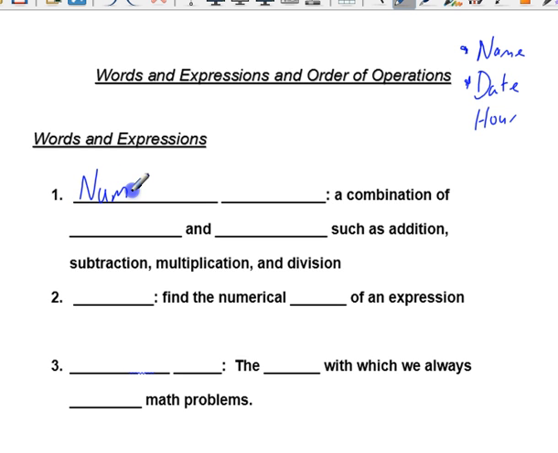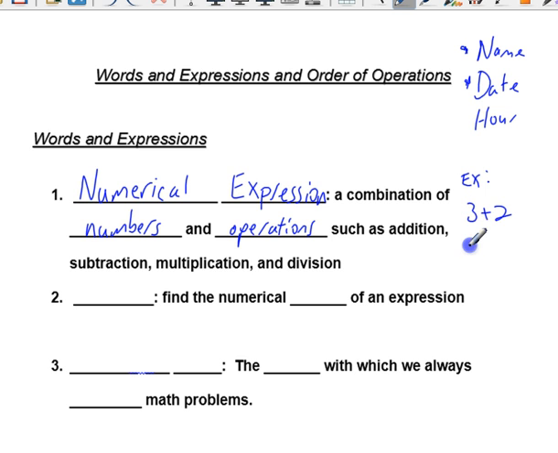The first one is numerical expression. A numerical expression is a combination of numbers and operations, such as addition, subtraction, multiplication, and division. Examples could be 3 plus 2, or maybe 5 times 10. So any set of numbers with math operations, that's a numerical expression. Notice I don't have the answer. I didn't say 3 plus 2 is 5.